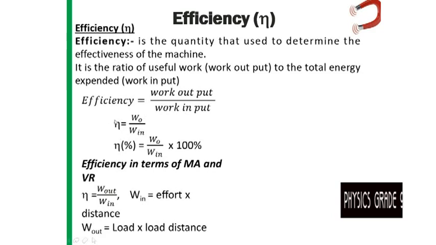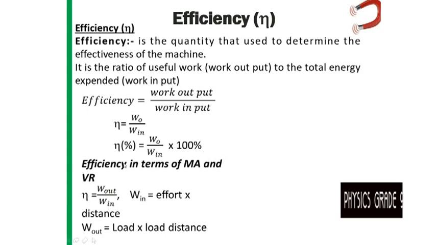And we can use the symbol η for efficiency as a shorthand way of writing efficiency. So we can say it's equal to WO, work output, divided by WIN, work input. And so the percentage efficiency, well, that's just going to be the efficiency multiplied by 100%.